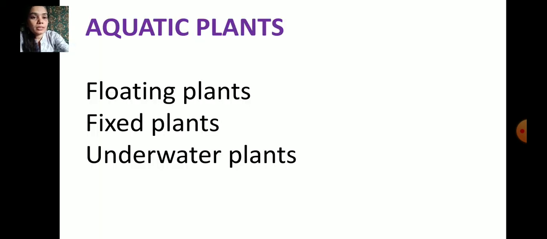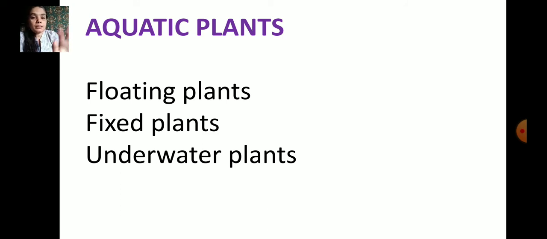Now let's see about the aquatic plants. Aquatic means water. We have three types of aquatic plants. They are floating plants, fixed plants, and underwater plants.